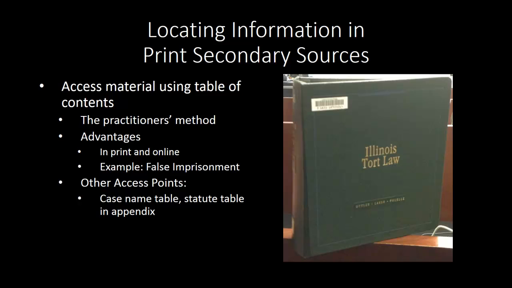Finally, one of the features of using print secondary sources, especially print treatises, is that they often include other important finding tools like case name tables and statute tables. So if you'd like to begin your research with an access point like a known case or statutory citation, as opposed to using keywords, you can do that as well.